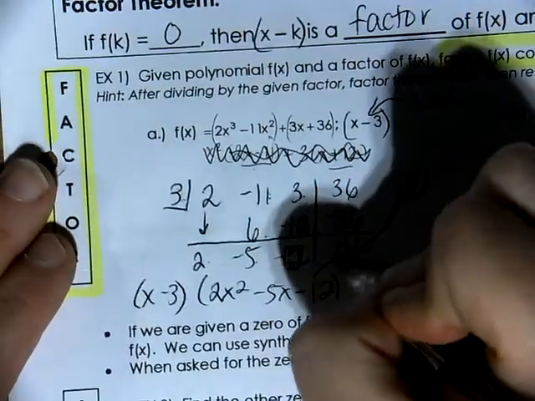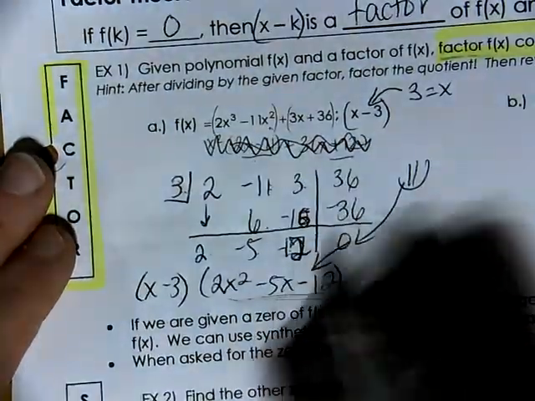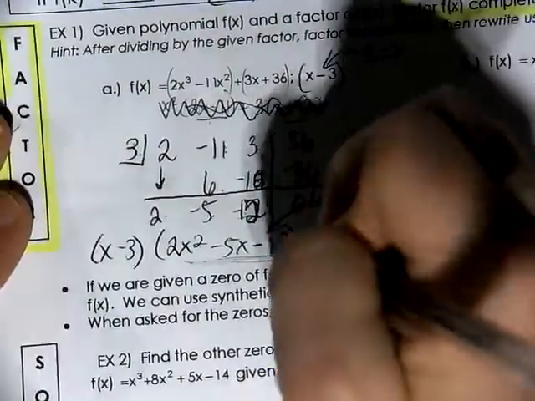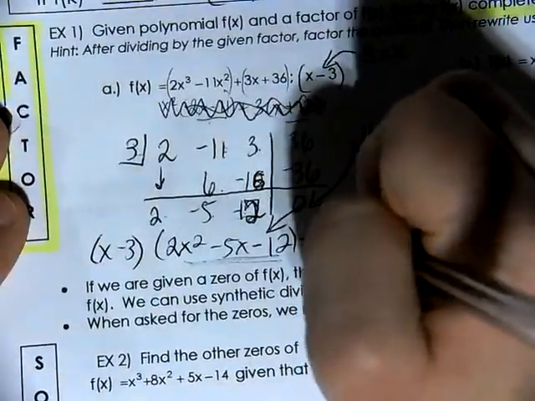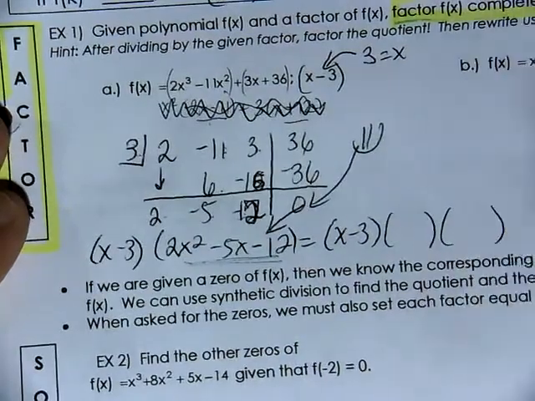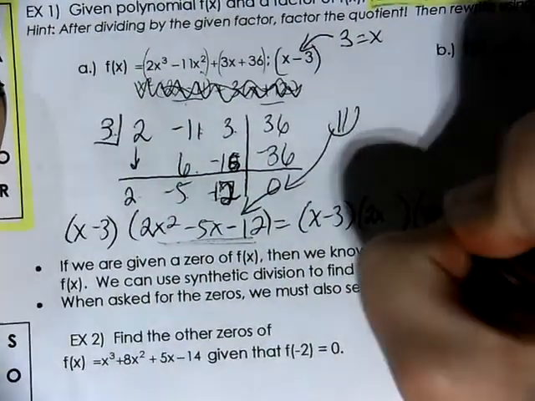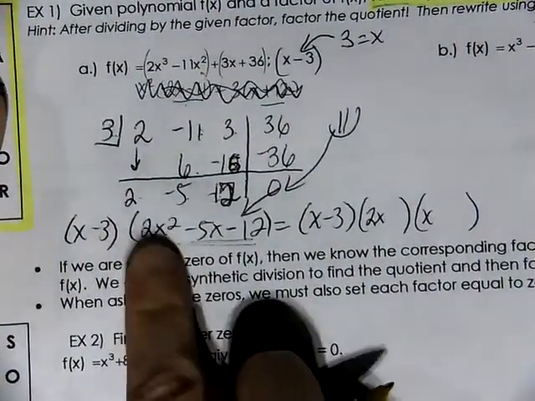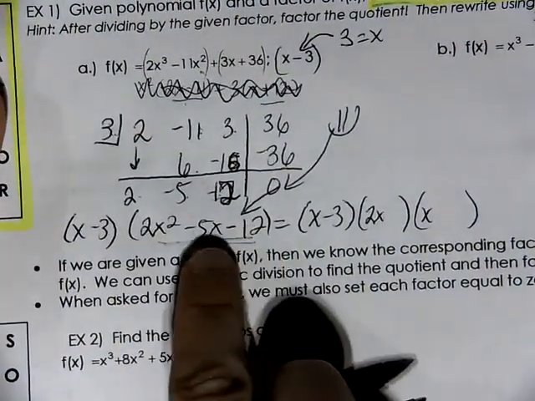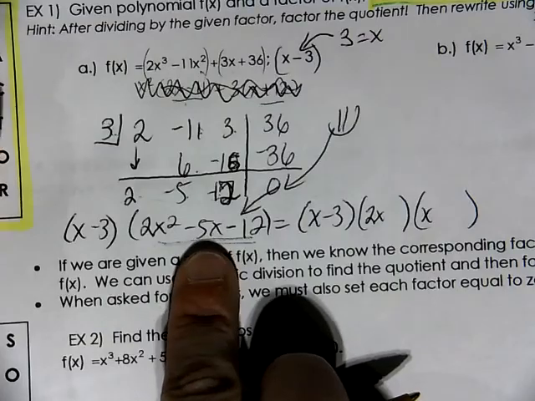And I need to factor this trinomial even further. So that's going to be x minus 3 times 2 more parentheses. And I'm going to split apart the 2x squared into a 2x and an x. And I have to look at the factors of 2 and look at the factors of 12 and somehow come up with a negative 5.